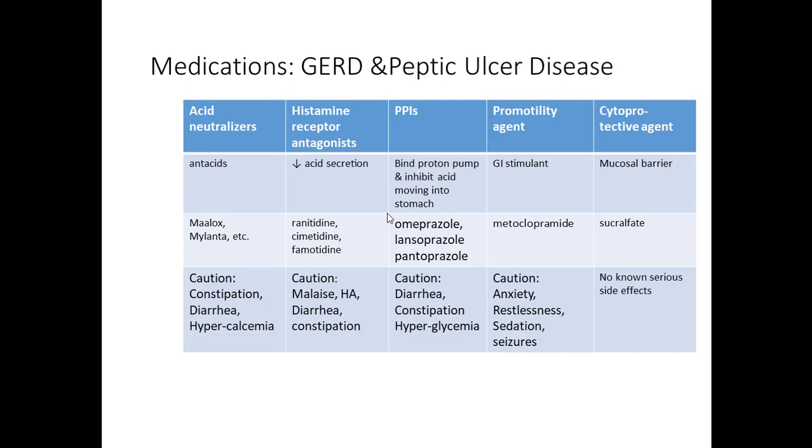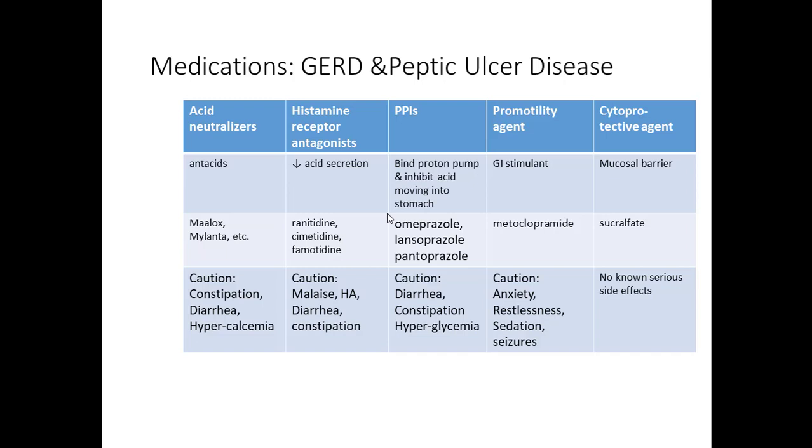Histamine receptor antagonists, also called histamine blockers, actually decrease the acid secretion. So these are meds like ranitidine and cimetidine and famotidine. These are all generic names, of course. But symptoms or side effects from these meds: malaise, headache, diarrhea, constipation. You're playing with their stomach, so all these meds basically have diarrhea and constipation as a side effect.